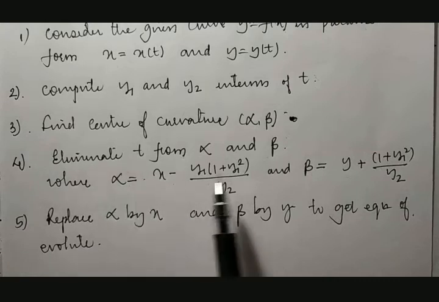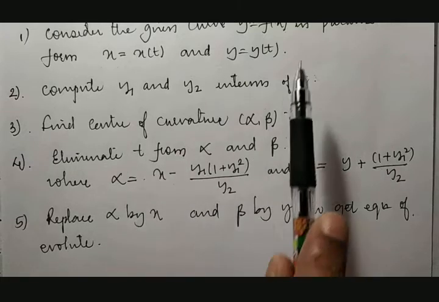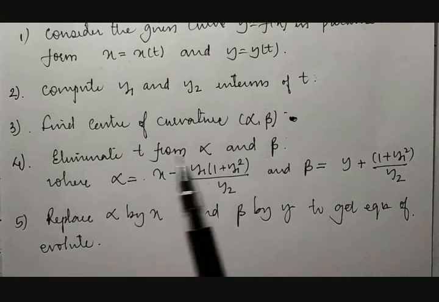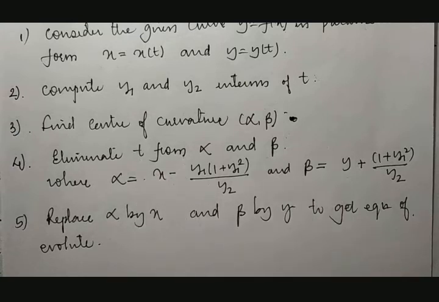So after that, what to do? From these alpha and beta coordinates, we need to eliminate the other angle. Other angle in the sense, in this we took t. Sometimes it may be theta, sometimes it may be some other notation, but we need to eliminate that variable from alpha and beta. After that, alpha will be replaced by x and beta will be replaced by y. After this replacement, we'll come to know what will be the evolute of the given curve.